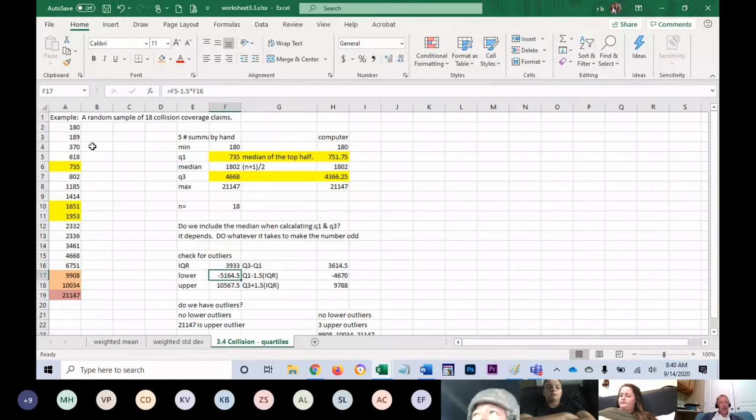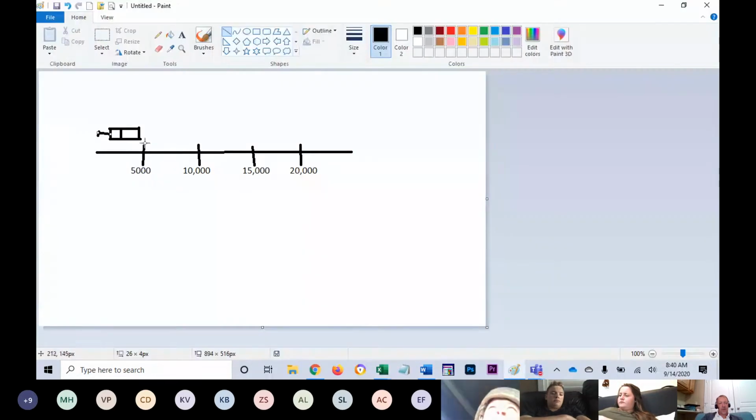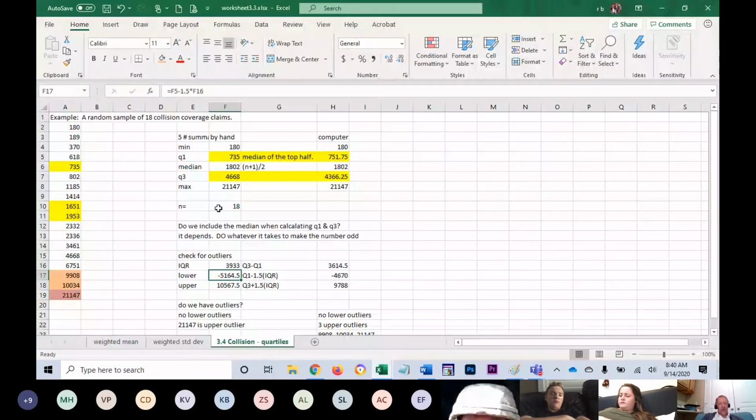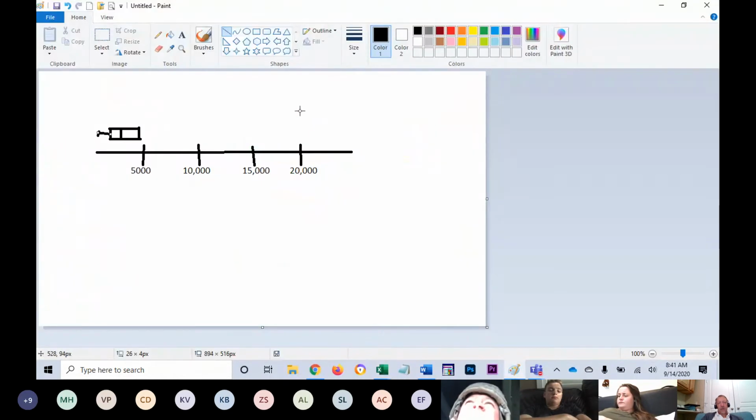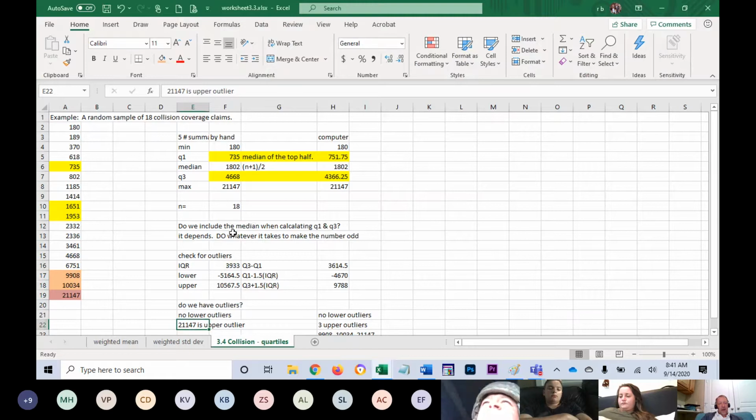fence. Now, on the low side, I don't have any outliers. And so I'm just going to draw it to the minimum. Okay. Now, on the upper side, I do have an outlier. I got an outlier at 21,000. Okay. So 21,000, I'm going to represent as a little circle out here just beyond. So you can see that this is an outlier.